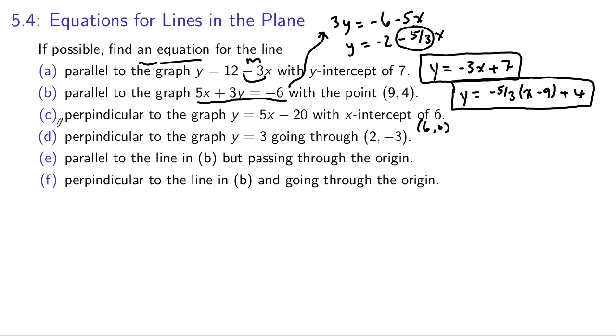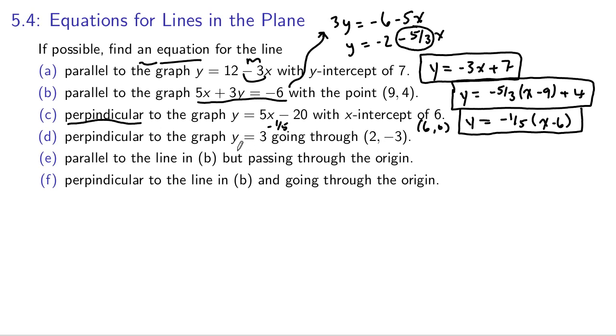Well, now it's perpendicular. So negative reciprocal. So 5 reciprocated is 1/5. Negative is negative 1/5. That's the slope of the perpendicular line. So y equals minus 1/5 x minus x naught plus y naught, but y naught is 0. Okay, so we're done. This is not as hard as it seems. D. Perpendicular to the graph of y equals 3 going through 2, minus 3.